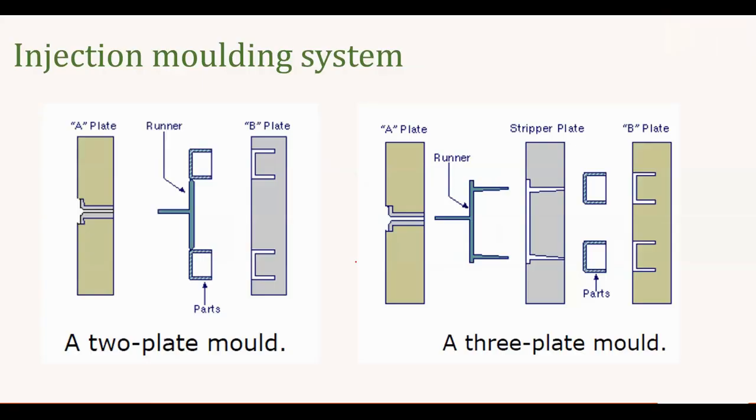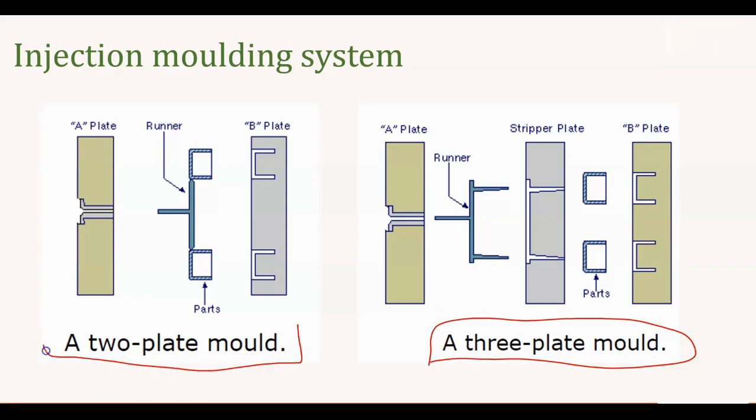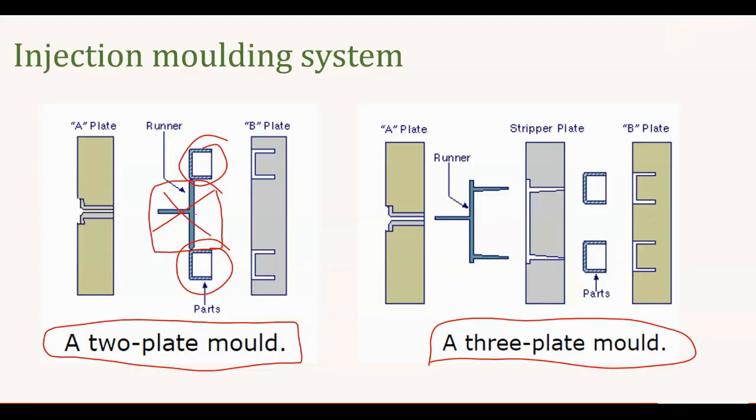Here also we will use either a 2-plate mold or a 3-plate mold, as we saw in the transfer molding process. If you use the 2-plate mold, the runner system will come along with your part. This is the part, right? The runner system comes along with the part. After ejecting the part, we remove this, which is usually called a cull.